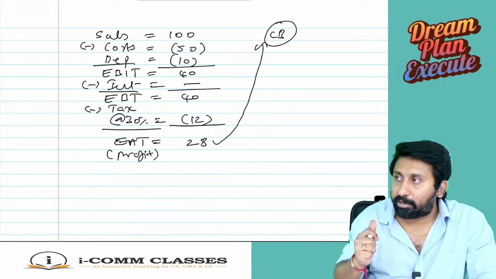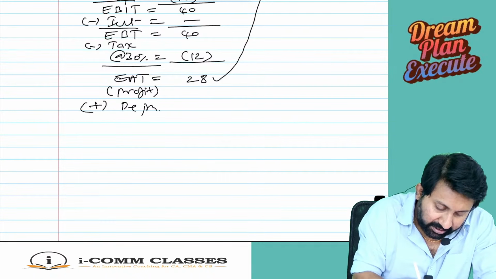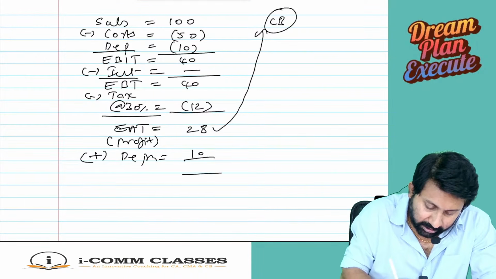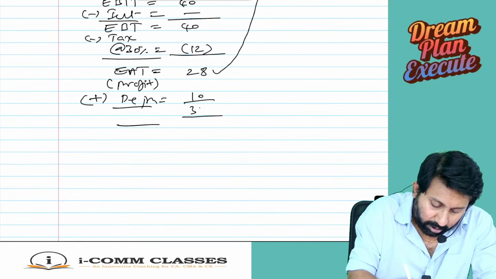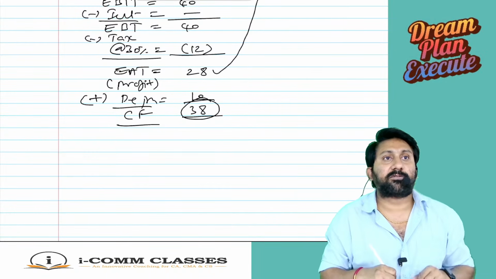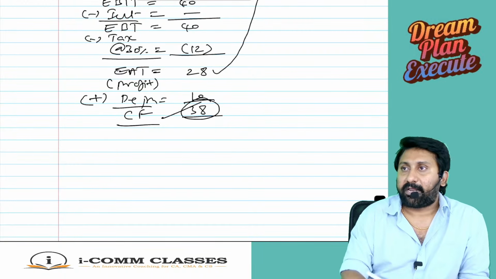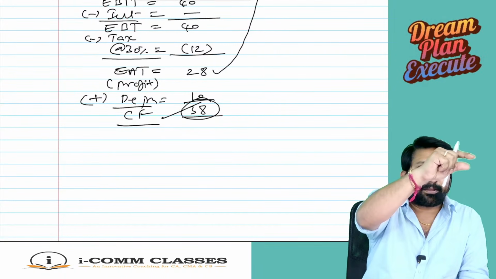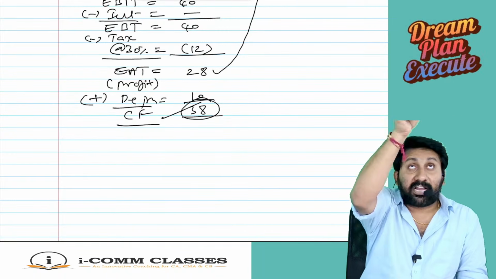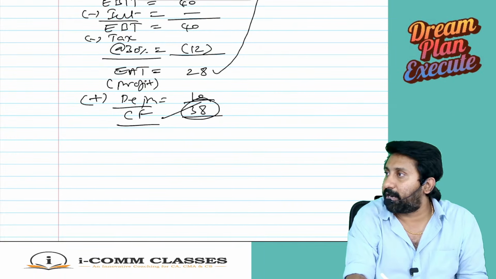Add back. Add back what? Therefore, profit should be added back with depreciation. How much is the depreciation? 10. So tell me, how much is this? 38 is what? Cash flow. You need to take this for computation of the capital budgeting project. Tell me, 4 columns: year, cash flow. A cash flow of 38 should come, not 28. Understood the point clearly? Yeah?